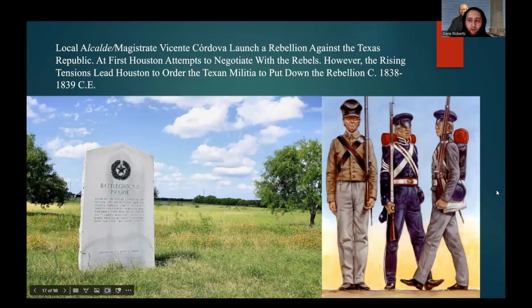Then, between 1838 and 1839 CE, local alcalde or magistrate Vicente Cordova would launch a rebellion against the Texas Republic. At first, Houston would attempt to negotiate with the rebels. However, the rising tensions would lead Houston to order the Texan militia to put down the rebellion.